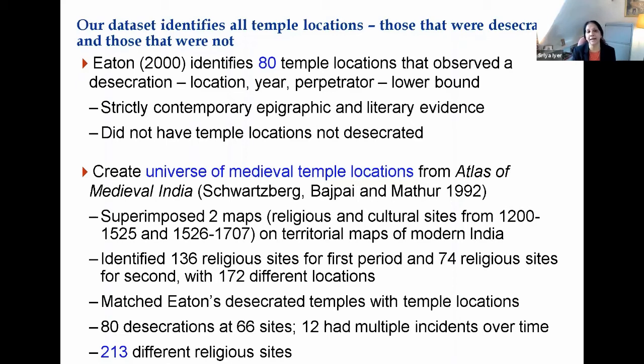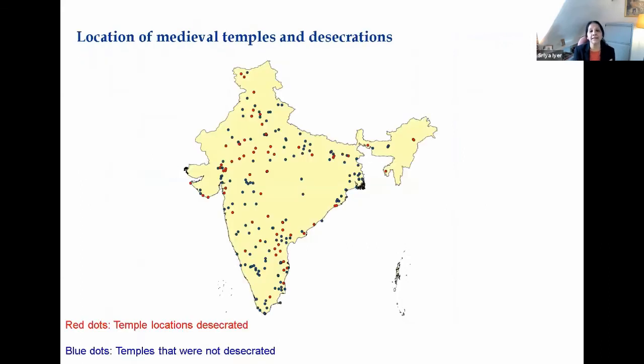What Eaton didn't have was the temple locations that were not desecrated. And so that's where we come in. Our team created a universe of medieval temple locations from the Atlas of Medieval India. We went through a matching process, matching medieval maps, and in the process we were able to identify 213 different religious sites. So the key figures to remember are that there are 213 different religious sites and 80 temple desecrations over a period of 54 decades.